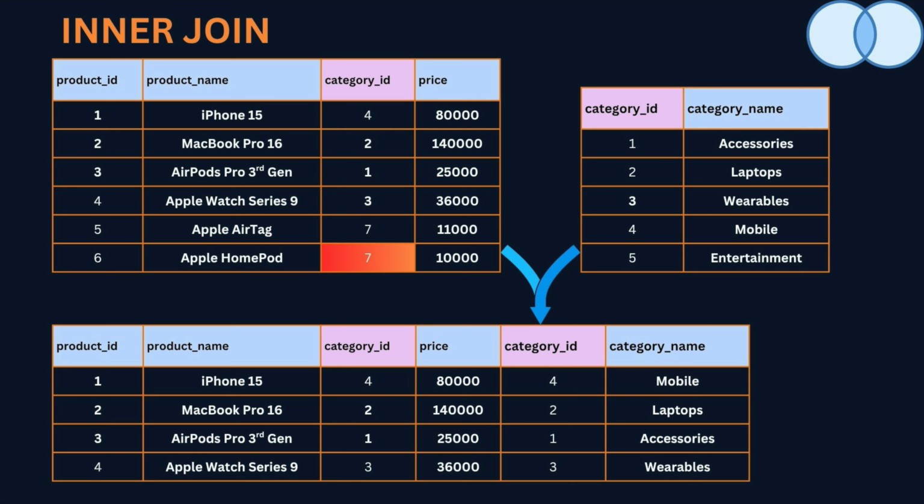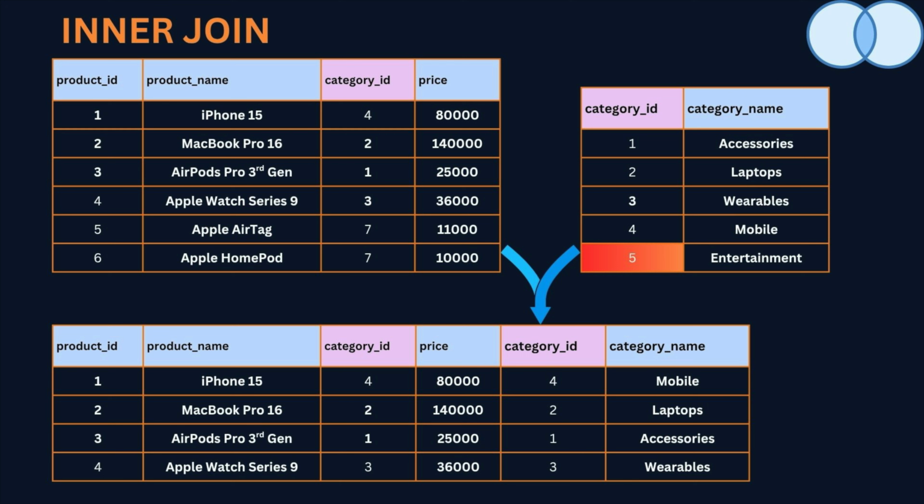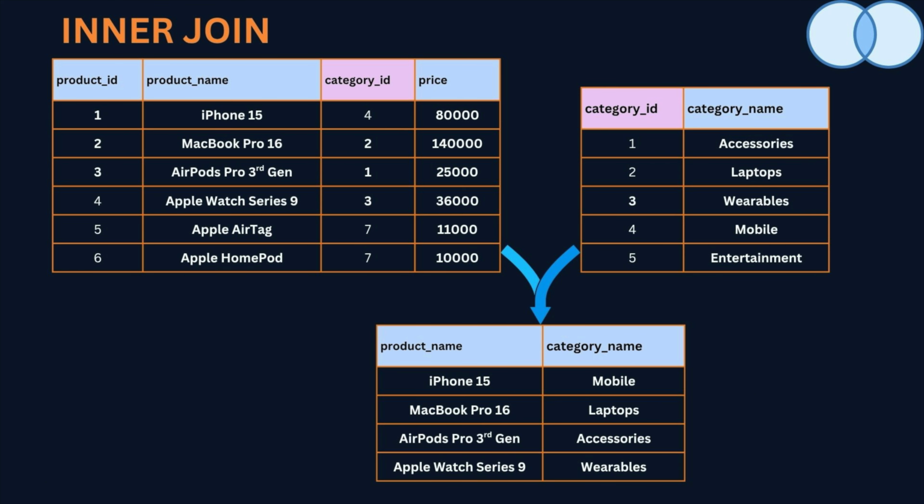Now moving to the categories table, the category ID 1, 2, 3 and 4 are already part of the joined rows. And the last row, which is category 5, is not part of the result yet. Because there is no matching entry for category 5 in the products table, the row corresponding to category 5 will not be included in the result. And this is exactly how inner join is going to work in SQL. Only the matching records based on the joining key or joining condition will be part of the joined result.